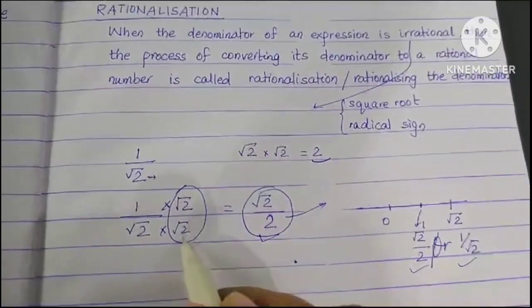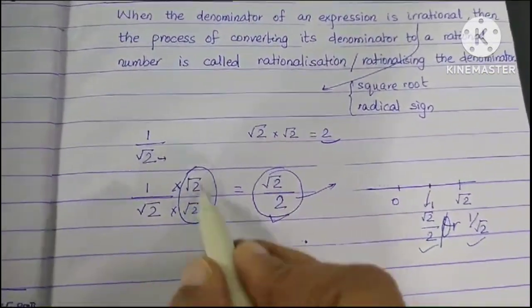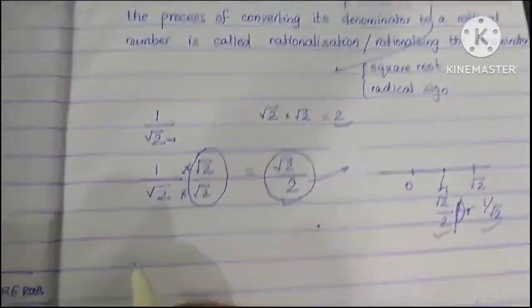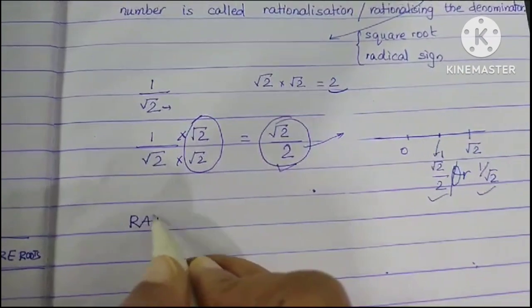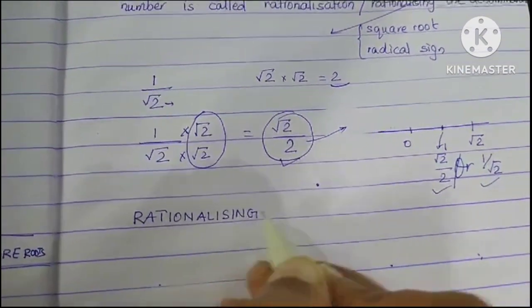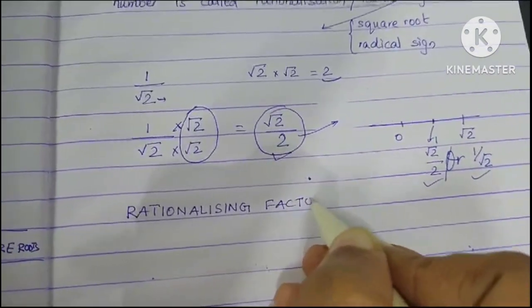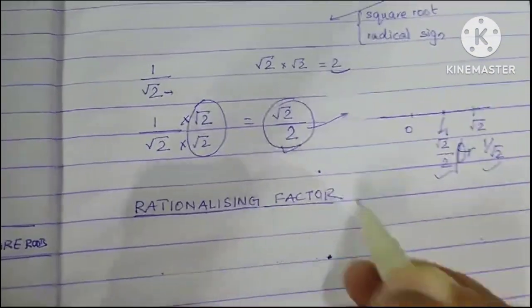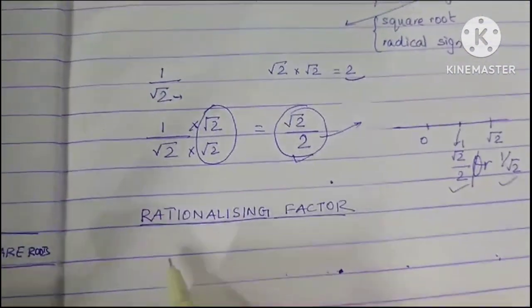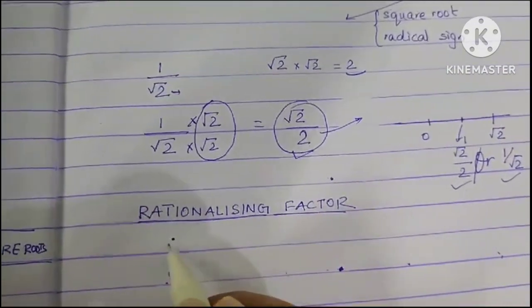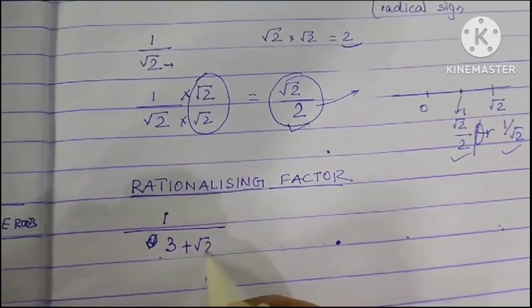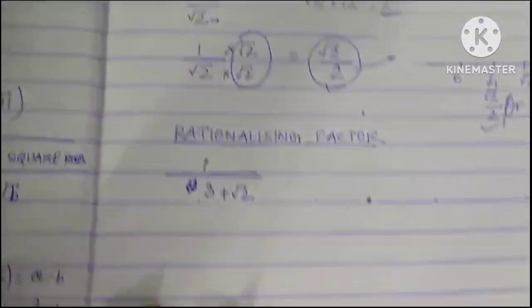Now this root 2 which we have multiplied in the numerator and denominator, so here comes a term called rationalizing factor. What is this rationalizing factor? This is the number with which we rationalize the denominator. Suppose, let us take another example. Suppose we have been given a simple example. Let us take 1 by 3 plus root 2. Okay, 1 by 3 plus root 2.